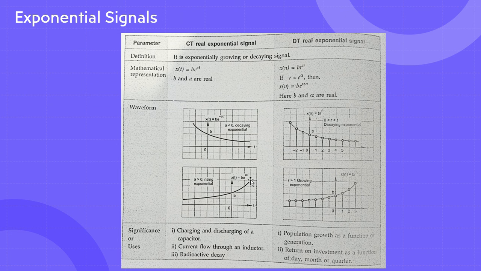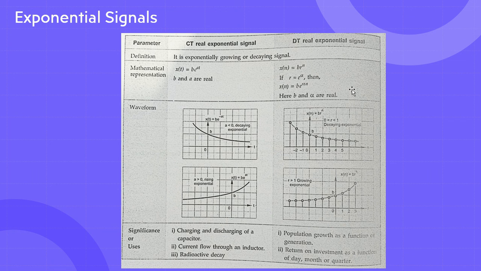Now let's see the discrete time real exponential signal. The mathematical expression will be a little bit similar to the continuous time real exponential signal. We can say x of n is equals to b r raised to n. If we say r is equals to e raised to alpha, then x of n is equals to b e raised to alpha into n. Apologies, r is equals to e raised to alpha. Then x of n is equals to b e raised to alpha n. And again here b and alpha both are real.